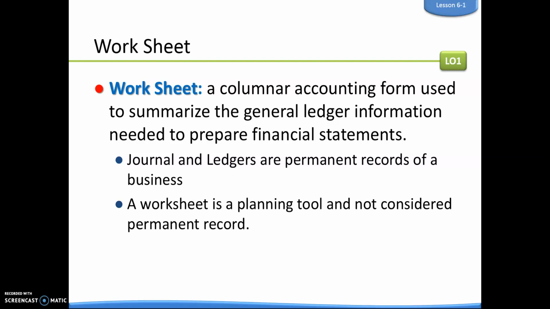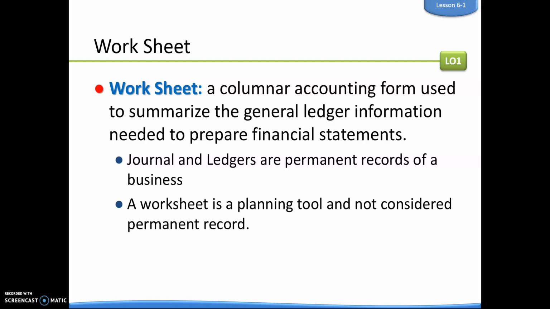So that brings us to our first end of period form, which is called a worksheet. A worksheet is a columnar accounting form, which just means that it has columns on it, that's used to summarize our general ledger information that we need to prepare our financial statements. So remember that journals and ledgers are permanent records. A worksheet is just a planning tool. It's not actually considered a permanent record of our business.